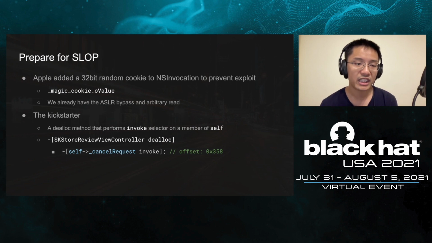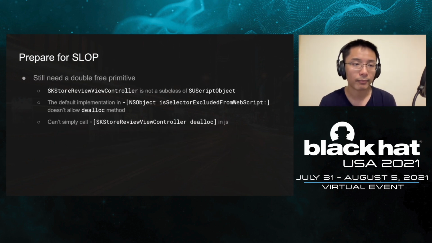And what's more, we need a kickstarter to call the invoke method on deallocation. It must be a dealloc method that performs invoke selector on a member of self. This is a candidate we found in the iTunes Store that it calls invoke on a certain offset to kickstart a SLOP chain.